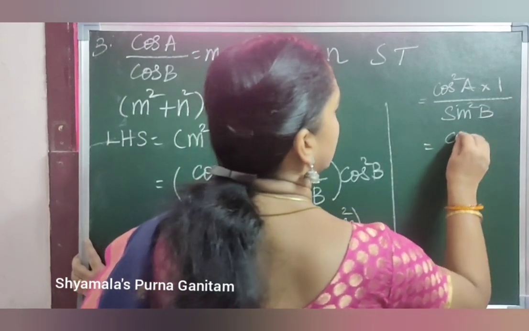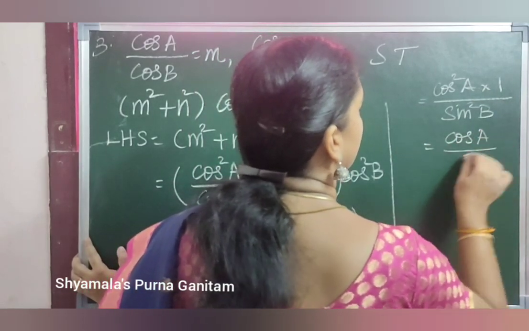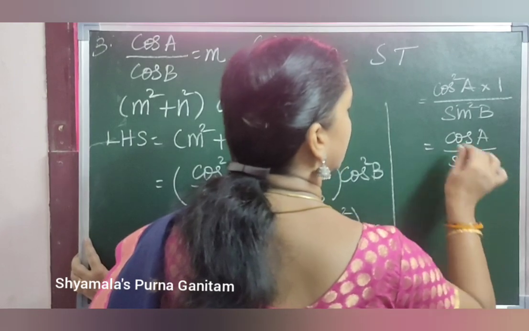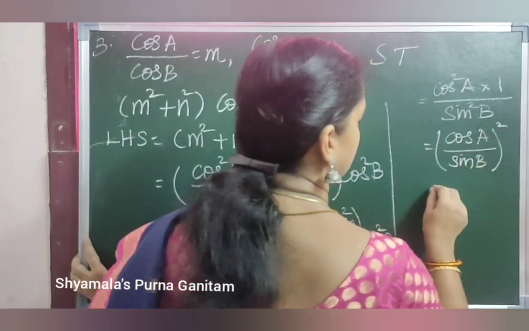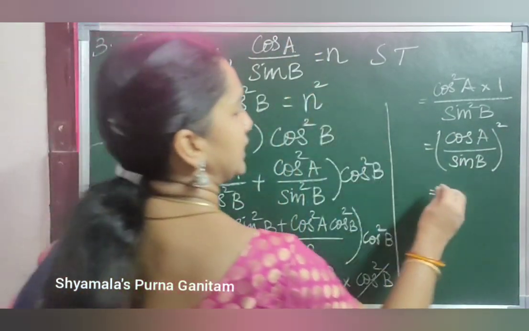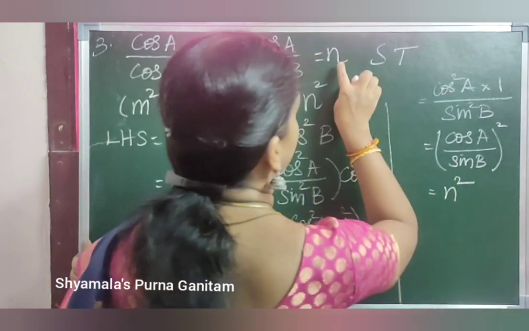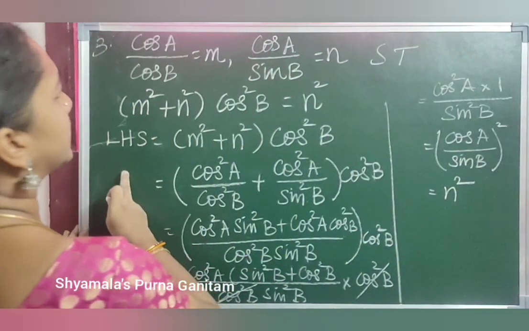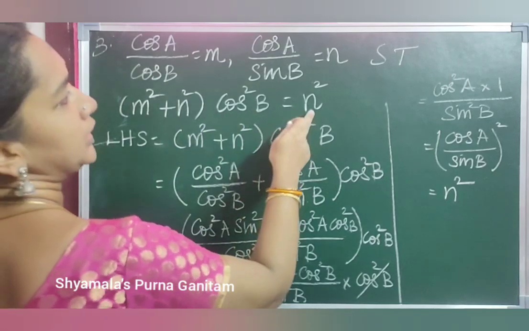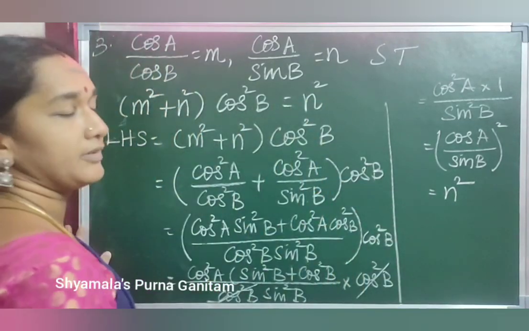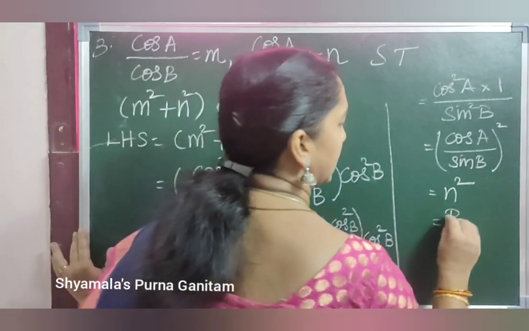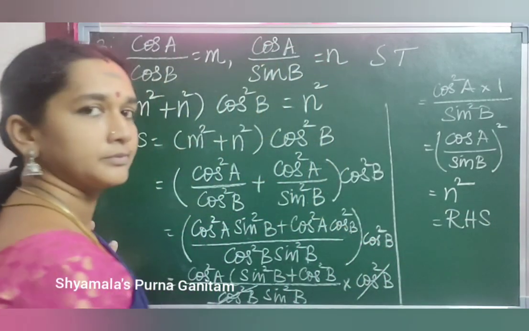So this is cos A by sin B, the whole squared. So cos A by sin B is nothing but n, so this is n squared. It is equal to n squared. So this is what I was asked to prove. So this is my RHS.